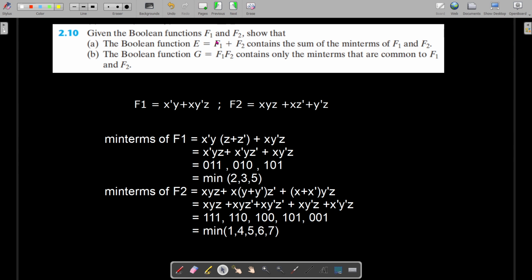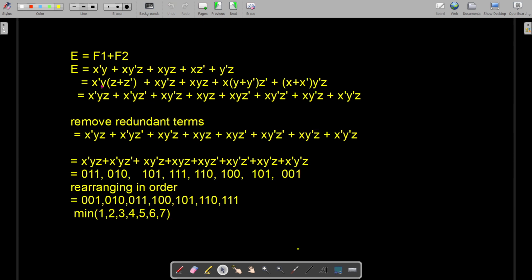Now we find out the e function. e is what? f1 plus f2, ORing of f1 and f2. Then as usual we can include the extra variable which is missing, so it is z plus z'. Here all the 3 variables are there, no need to include, but here we need to include y plus y'. Here we have to include x plus x'.